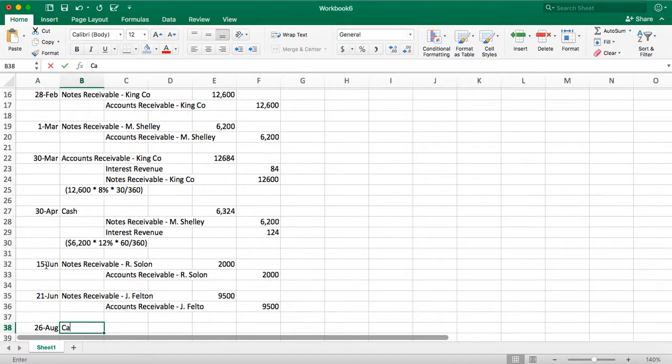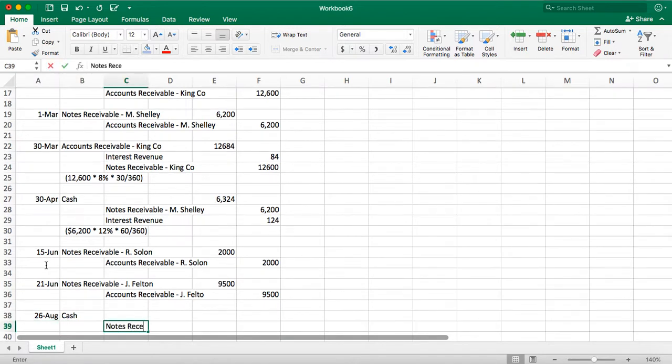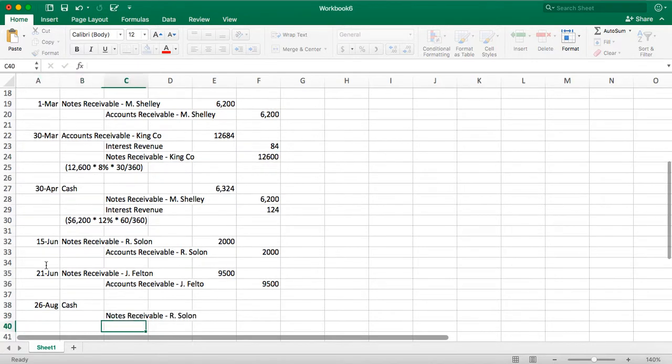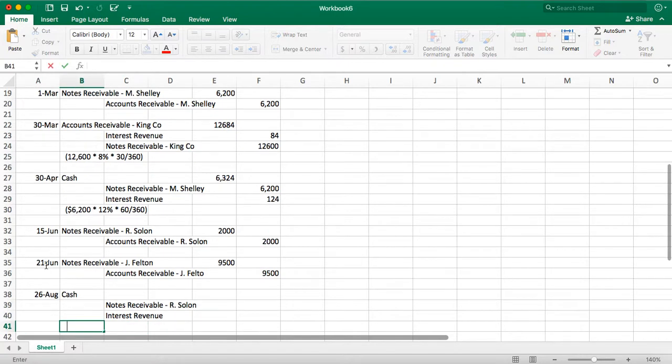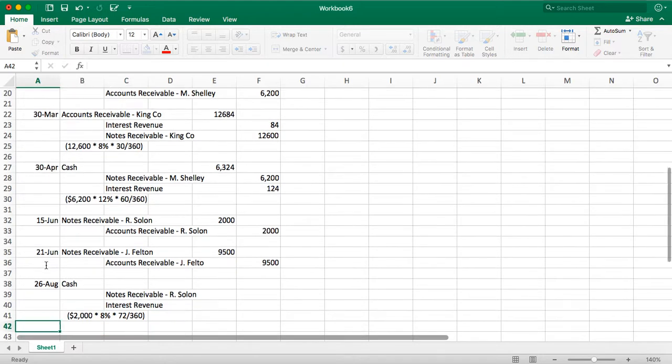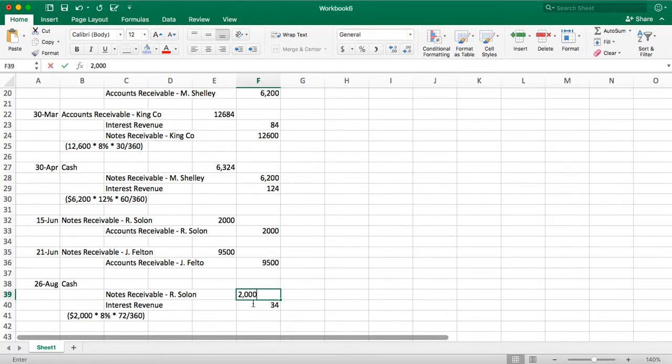June 15th. So we have cash, we decrease the notes receivable, no longer on the books because he's paid it off, and then we have interest revenue because it's a note. So to calculate that interest revenue, we would take the $2,000, the amount of the note, times the 8%, times, and this one is 72 of 360 days. The 360 is the annualized amount. So that's the interest revenue. The calculation there would be $34. The note was $2,000, and so the cash that was paid was $2,034.